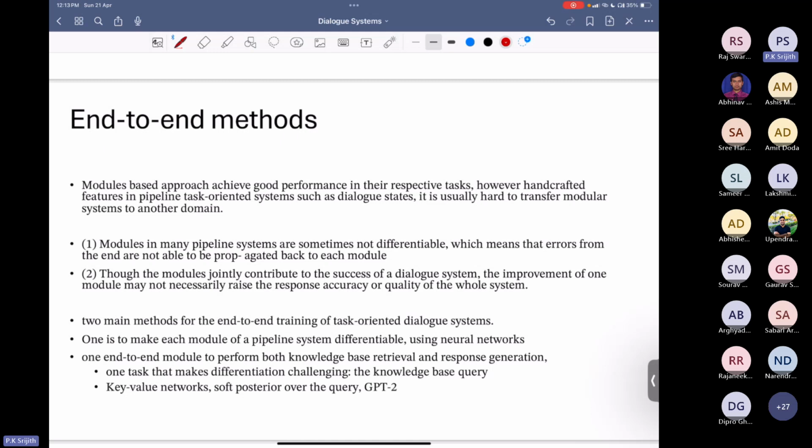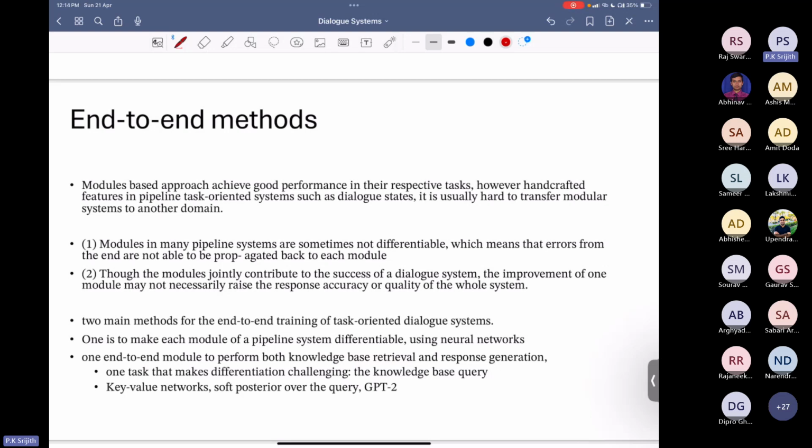But however, they are very, very limited. You need to come up with handcrafted slots for every domain. As you want to develop a system for every new domain, you have to come up with handcrafted slots, etc., for each of those different domains. And you cannot do transfer learning, transferring the knowledge that you have gathered in one domain to another domain, when you go for this module-based approach.